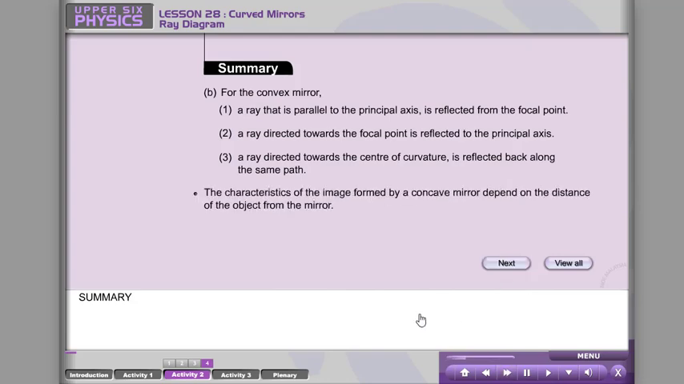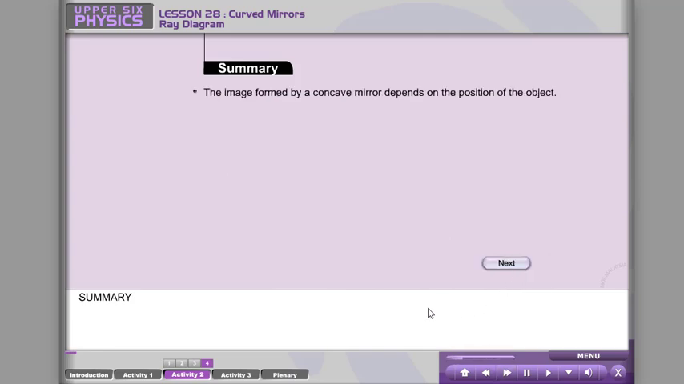The characteristics of the image formed by a concave mirror depend on the distance of the object from the mirror. The image formed by a concave mirror depends on the position of the object. The image formed by the convex mirror is always virtual, upright and smaller.